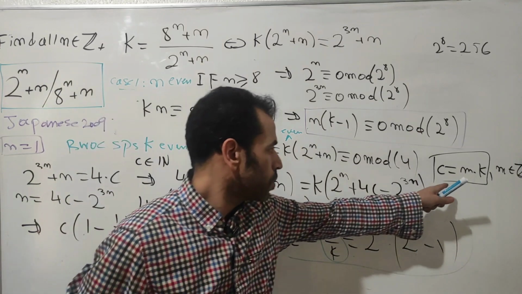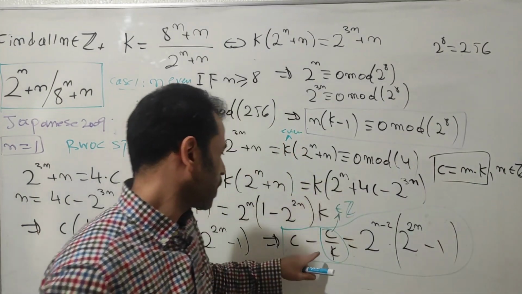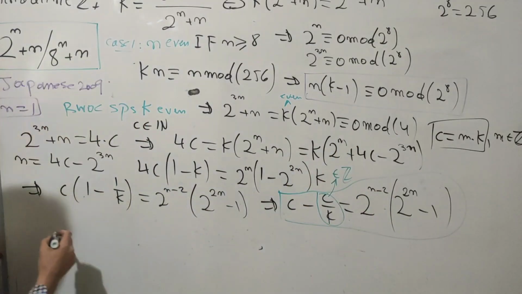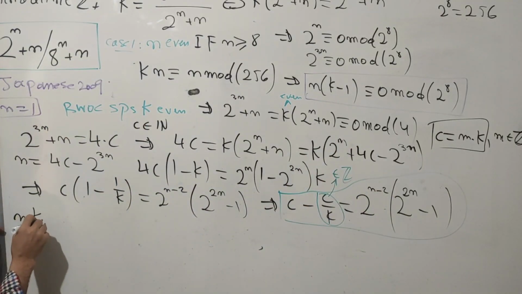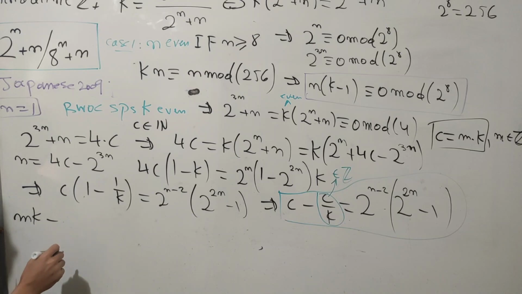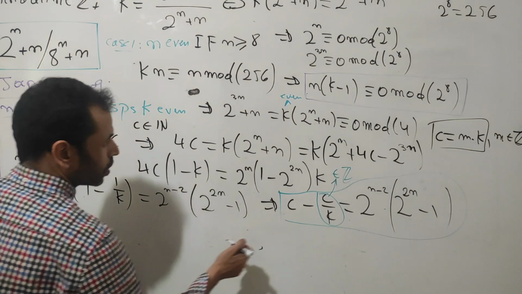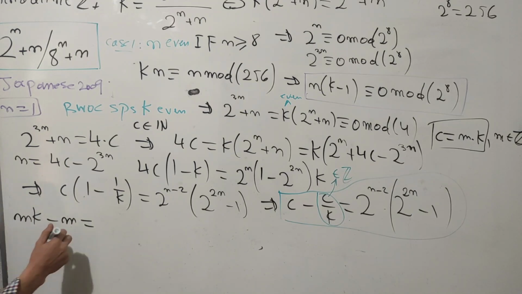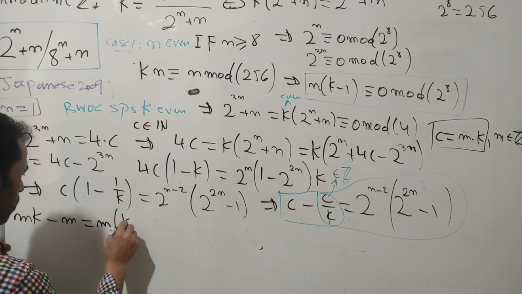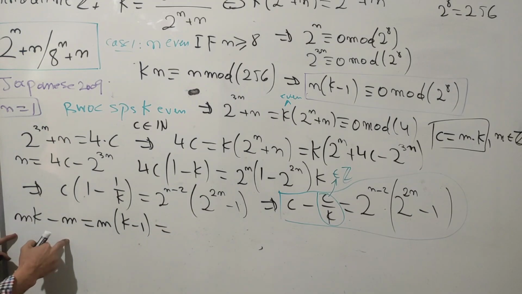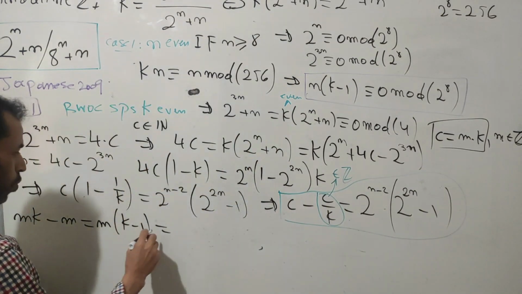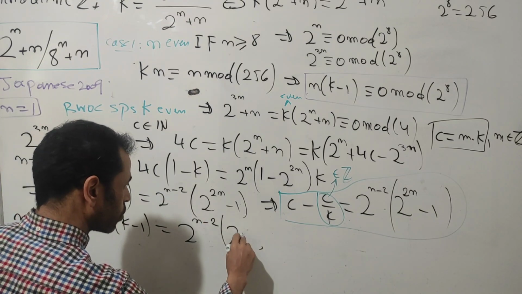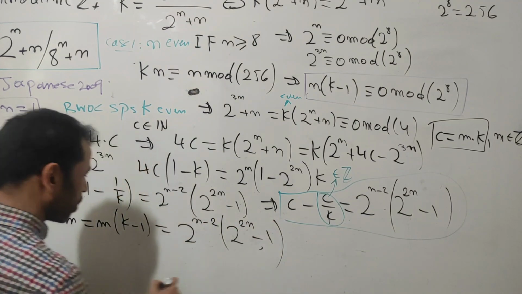Okay, so I'm going to take this value of c and insert it back into this one. C will be replaced with mk and will be cancelled out with k. We'll be left with m. At the same time, I'm going to take m as a common factor. So I get m factor k minus number 1. So this one equals to this one, which equals 2 to the 2n minus 2 factor 2 to the 2n minus number 1. It's more simple.